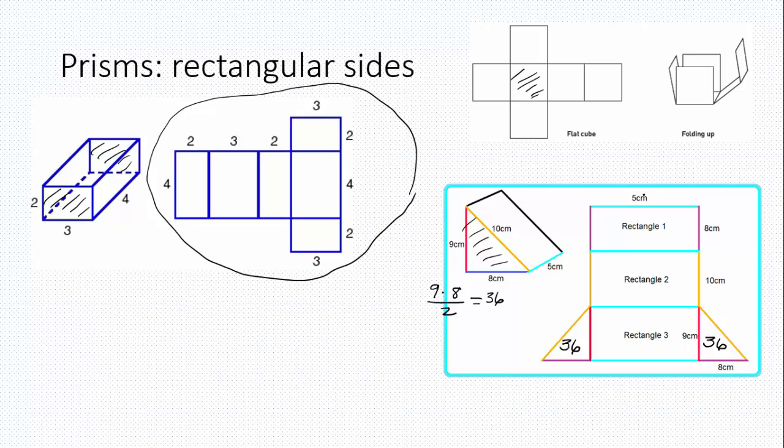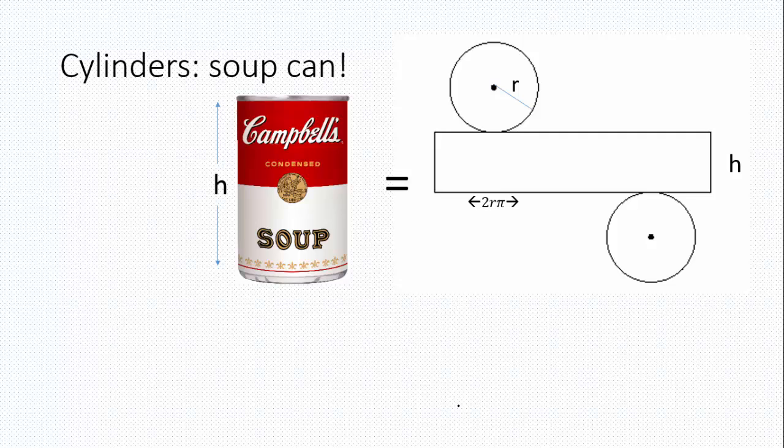For the rectangles, we've got 5 times 8 is 40, 5 times 10 is 50, and 5 times 9 is 45. So you just add all those together, and we get 207 square centimeters all together. So that's prisms. Let's look at cylinders.